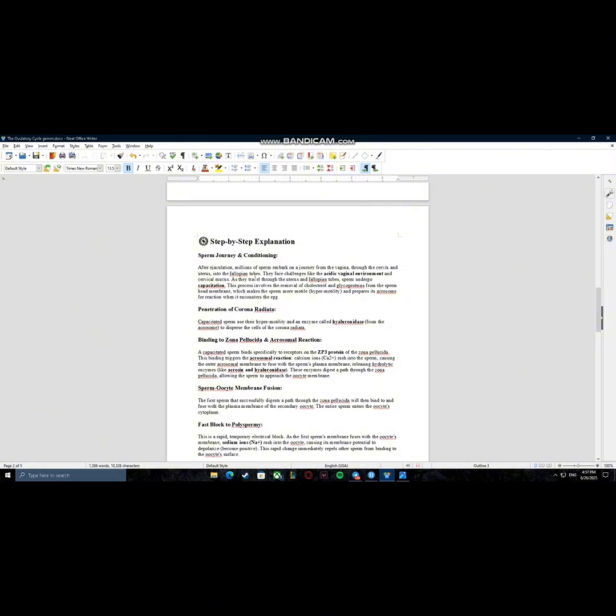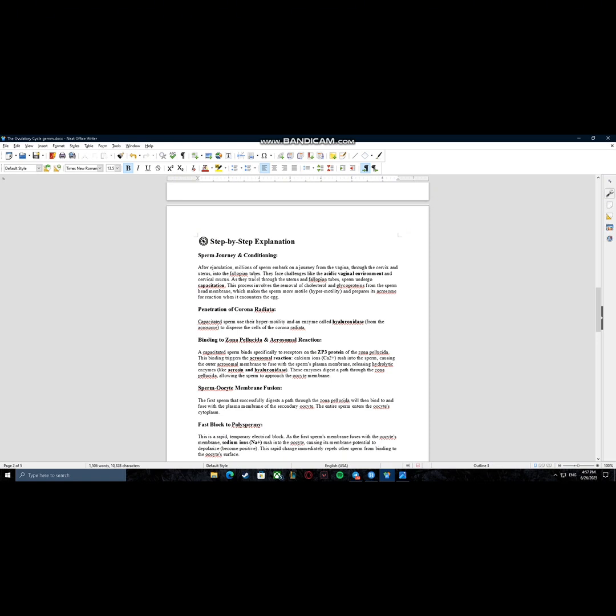Penetration of the corona radiata. Capacitated sperm use their hypermotility and an enzyme called hyaluronidase from the acrosome, which breaks down hyaluron to disperse the cells of the corona radiata. Binding to the zona pellucida and acrosomal reaction: a capacitated sperm binds specifically to receptors on the ZP3 protein of the zona pellucida.